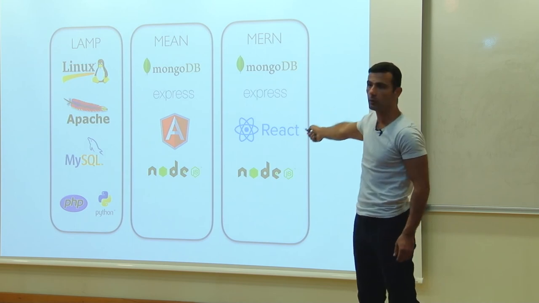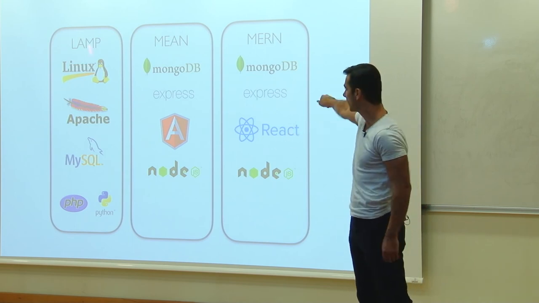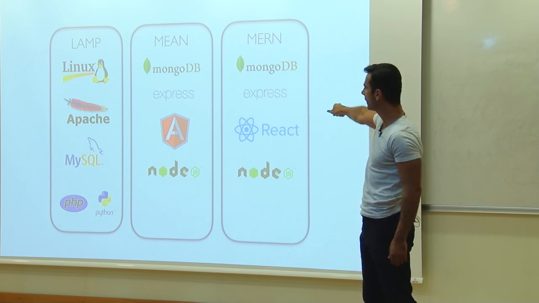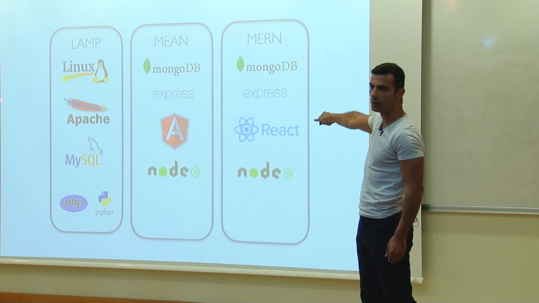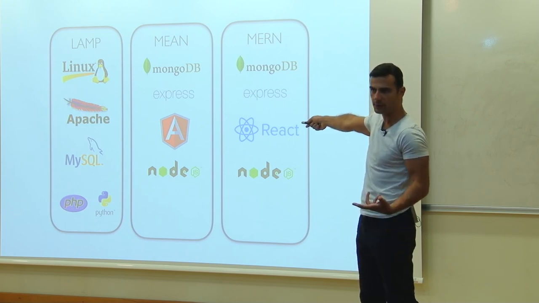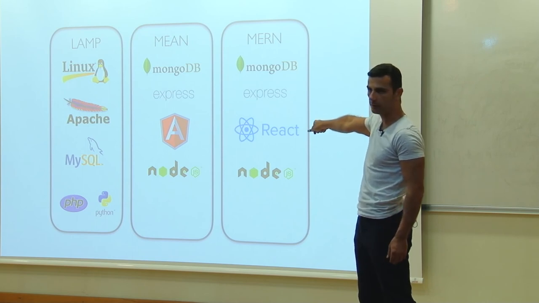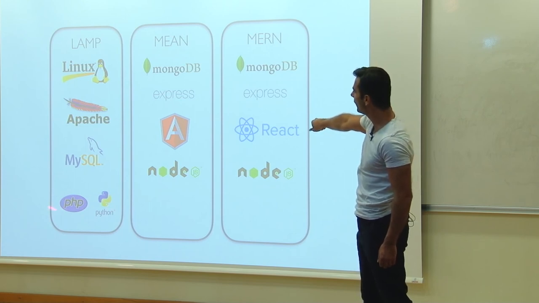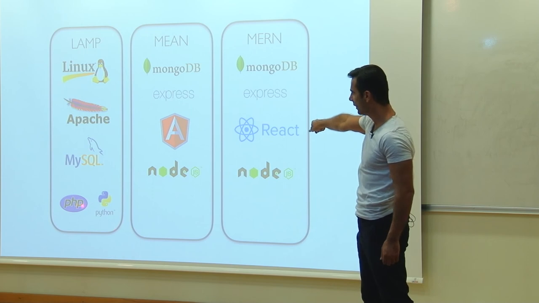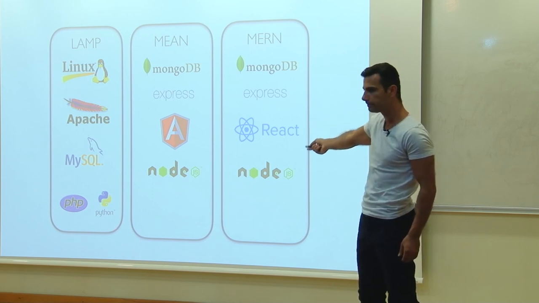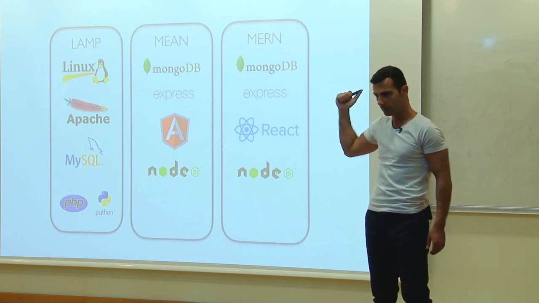Zuckerberg wrote Facebook using this one, LAMP. So LAMP is Linux, so for the operating system, you use Linux on the server. You run the Apache server on it. You run PHP as your server-side scripting language, MySQL for the database, and then, wait, he didn't use Python. Forget Python. You can do this or that. He used PHP. You can also use Python. This is also very popular now. Cool? Okay.